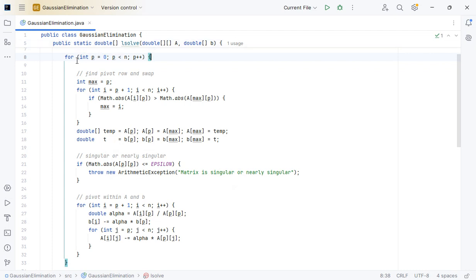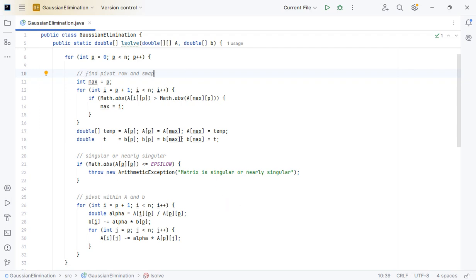We are going through iterations. How many iterations do we have? As many as the arrays, the number of rows which we have. Because B has all the rows which we have, so we take each row basically. And you see: find pivot row and swap. This is the comment which maybe helps you understand what is happening there.